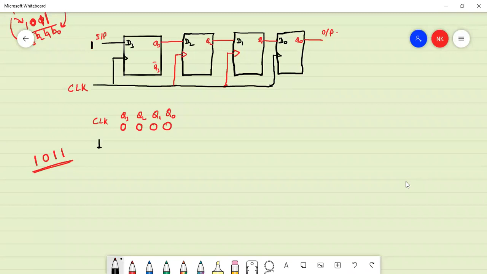This 1 will come over here, that is Q3 will become equal to 1, and whatever was at Q3 will come to Q2. Okay, so this 0 will come here, and this 0 will come here. Is it okay to you all?